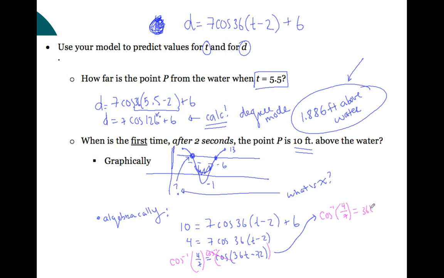to 36t minus 72. I'll add, and I'm going to go into a calculator at the very end, so I don't round anything, plus 72, and then I'm going to end up dividing that by 36, and that will give me t.